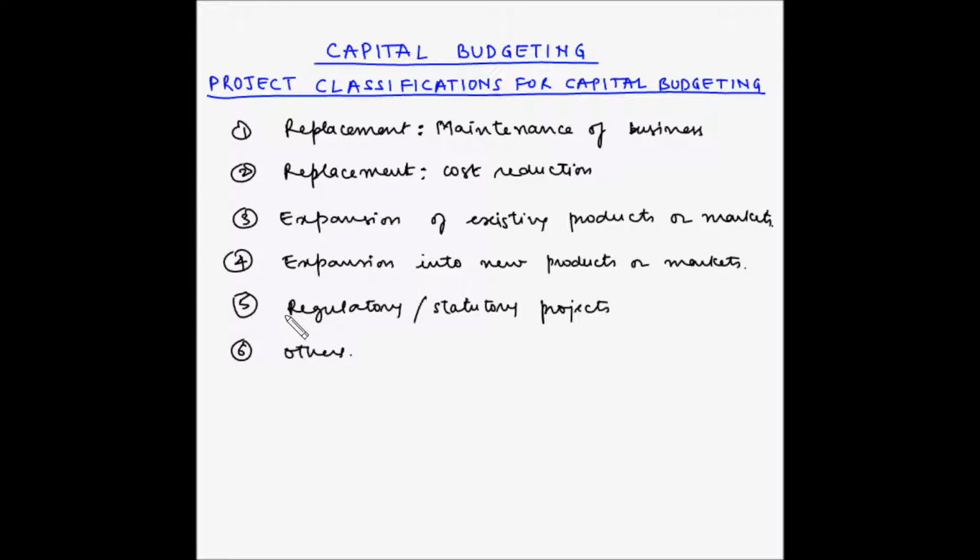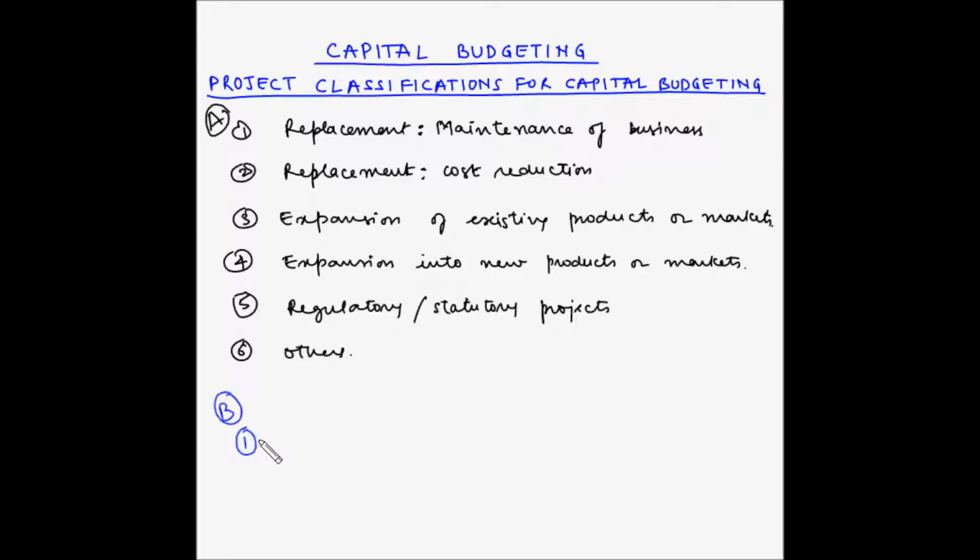In part 1 of the video for project classifications, we had seen these 6 categories. Let's call this type of classification as A. Now let us look at another type of classification.